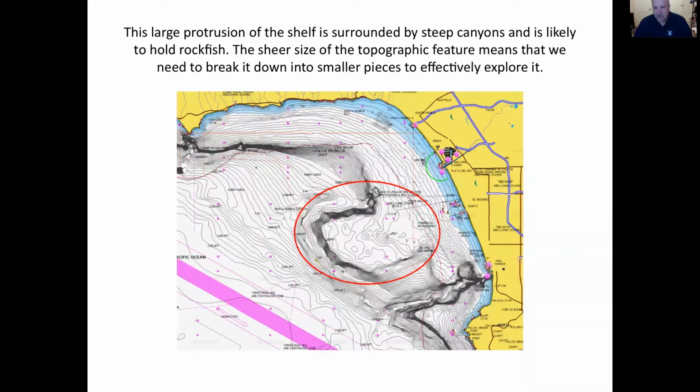But as you can see, what's circled in red here is this large protrusion of the shelf surrounded by steep canyons, and it's likely to hold rockfish. The steep canyons are indicated by the darker lines that you can see here. The closer the contour lines, the quicker the drop off is.